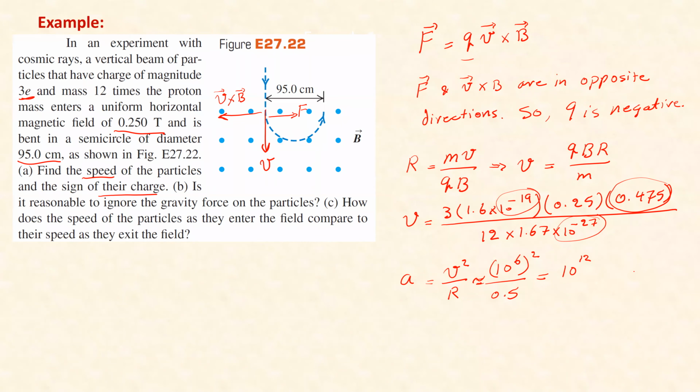But what about the gravity? Acceleration of gravity is 10. So this is so much bigger than the acceleration due to gravity. So we can ignore the acceleration due to gravity, therefore ignore the gravity force on the particle. This is meters per second squared. Okay?